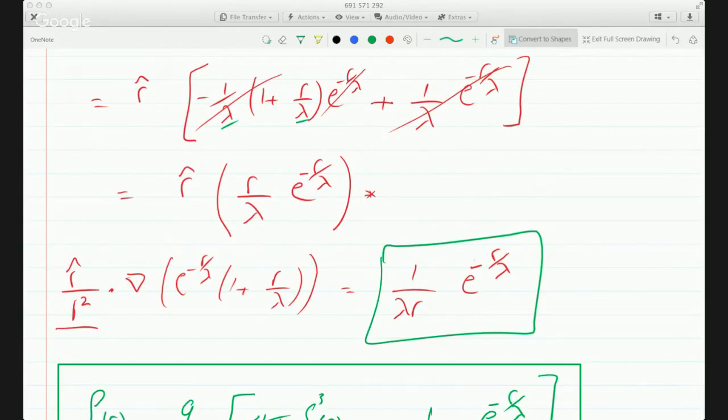Okay, so let me go ahead and evaluate now. So Q, let me use this color. So Q to check, so I should get 0 if this is correct.